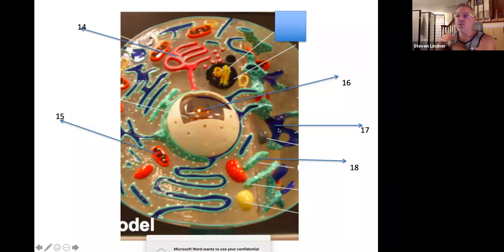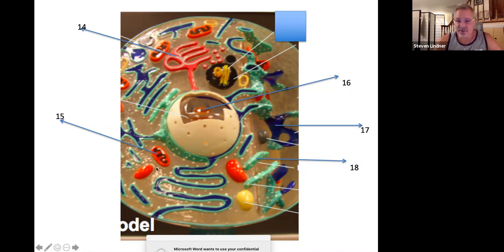Let's say it says, what is its function? Not what is the name, what is its function? Then you could say carbohydrate metabolism or lipid metabolism. What is it? It's the smooth endoplasmic reticulum. What about 18? 18 is the rough endoplasmic reticulum.